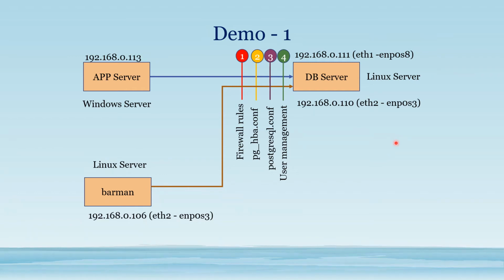In an ideal scenario, network interfaces will have different network segments, whereas for my demo purpose I am using the same network segment, 192.168.0. These are the 4 important points which need to be taken care of in order to achieve the connectivity between application server and DB server as well as backup server to DB server. Let me show the firewall status in my DB server.